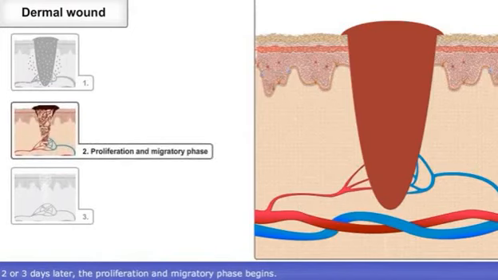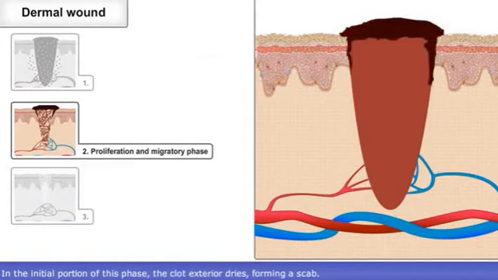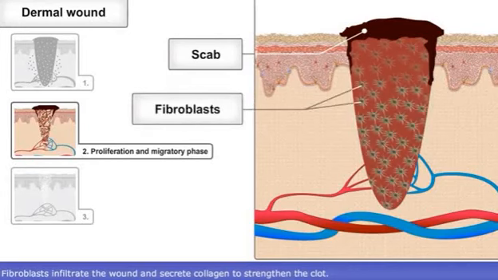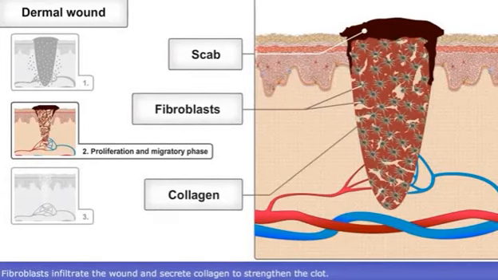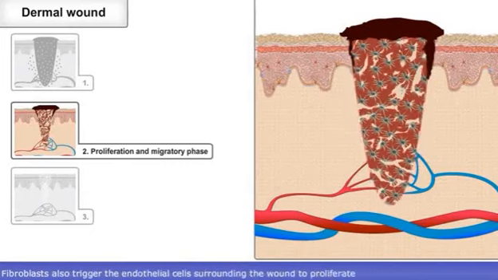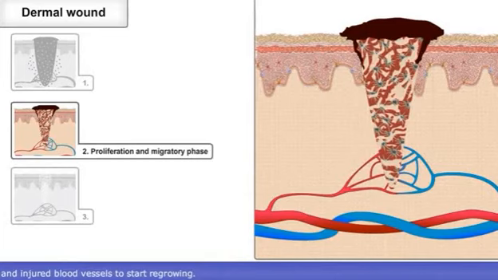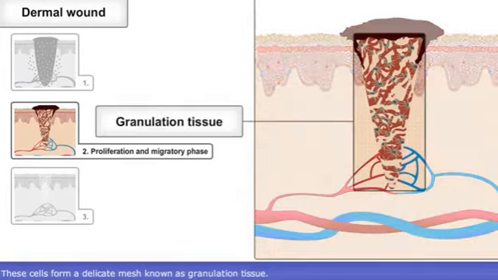2 or 3 days later, the proliferation and migratory phase begins. In the initial portion of this phase, the clot exterior dries, forming a scab. Fibroblasts infiltrate the wound and secrete collagen to strengthen the clot. Fibroblasts also trigger the endothelial cells surrounding the wound to proliferate and injured blood vessels to start regrowing. These cells form a delicate mesh known as granulation tissue.